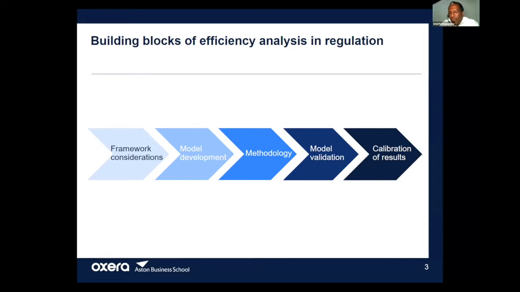This is a real-life application, so every data point matters. Even a percentage point difference could amount to millions of dollars or pounds, and could affect the financeability of a regulated entity, or it could mean an increase in tariffs for consumers. And lastly, it's about calibration of results, which is about how regulators bring results from multiple evidence bases together. Emmanuel, if you can go to the next slide, please.